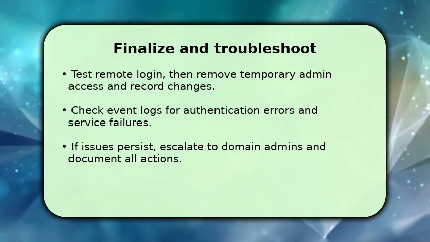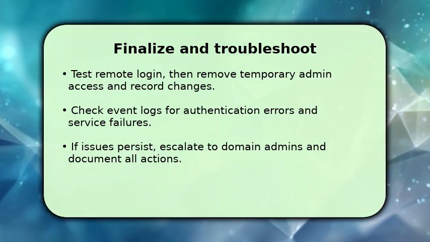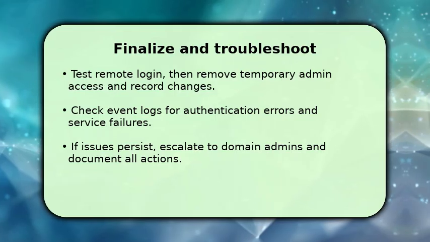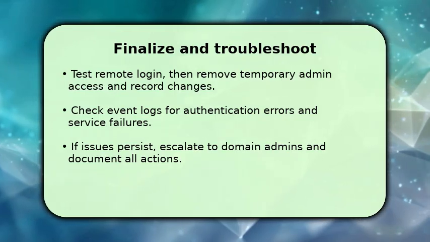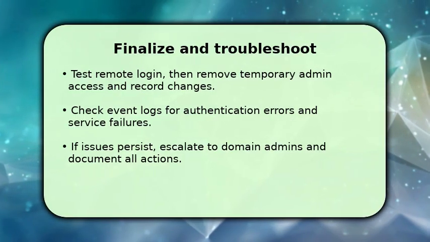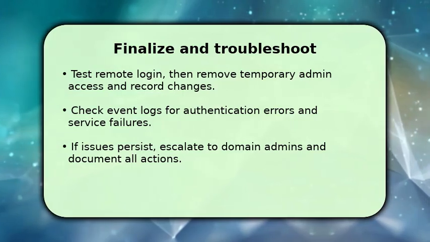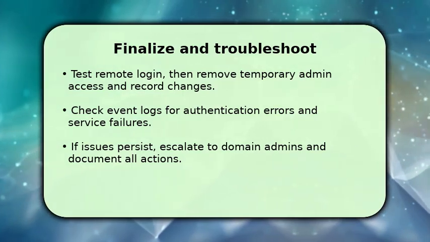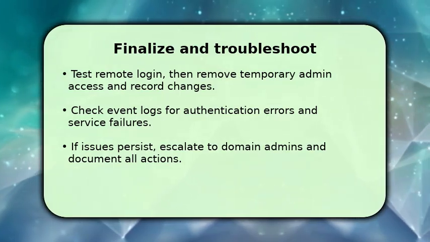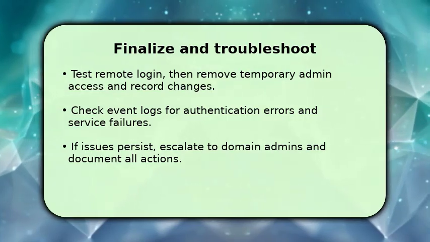After resetting access, test the RDP connection immediately and then revoke any temporary admin permissions you used. Document every step in your ticketing system, including the reason and authorization. If the connection fails, review Windows event logs for authentication or network errors, and confirm service status for remote desktop services. If you still cannot resolve it, escalate to domain administrators or the security team. Make sure your troubleshooting notes are complete so they can continue safely.